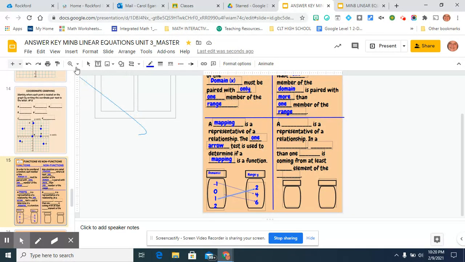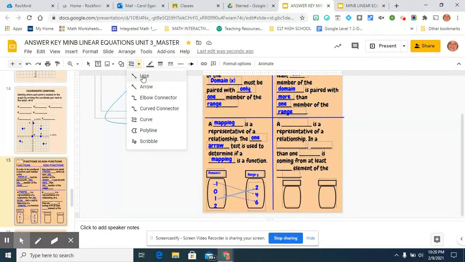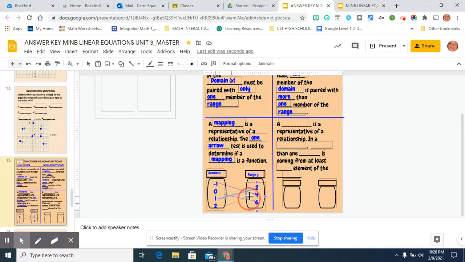Okay, I don't want this one. Trials and tribulations of tax people. And lastly, we're going to say that 2 also matches with 4.